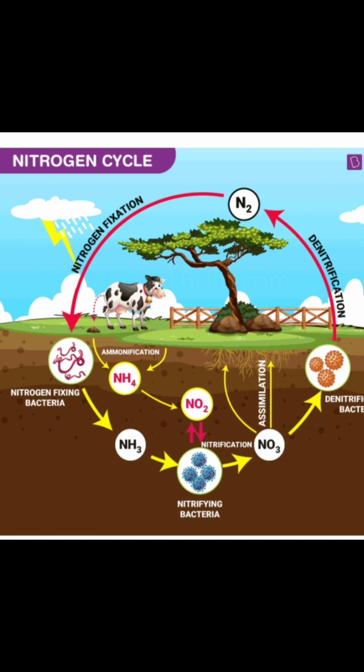Certain bacteria and blue-green algae present in the soil do this process of conversion. Once nitrogen is converted into its usable compound, it can be taken up by plants and soil through the root system. Then these compounds are used for the synthesis of plant proteins and compounds. Animals in turn get these proteins from plants on which they feed.